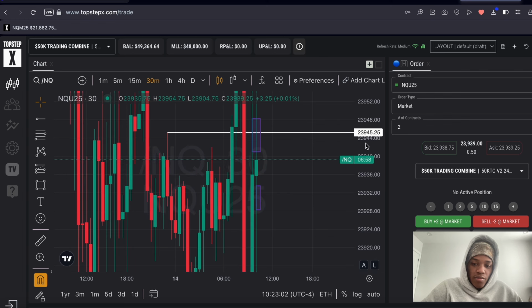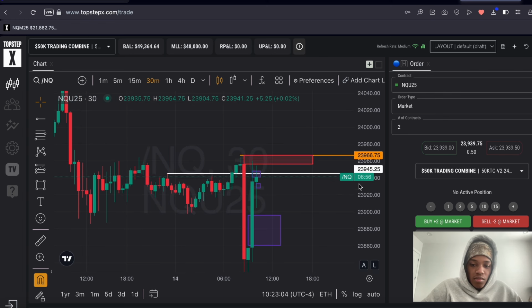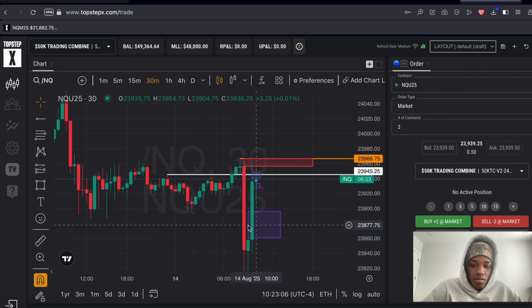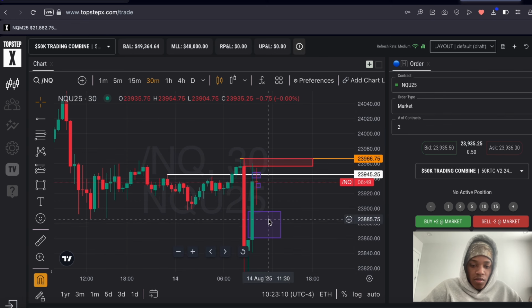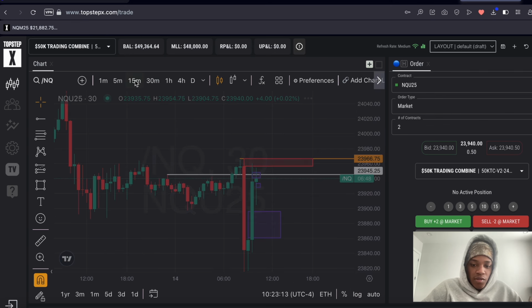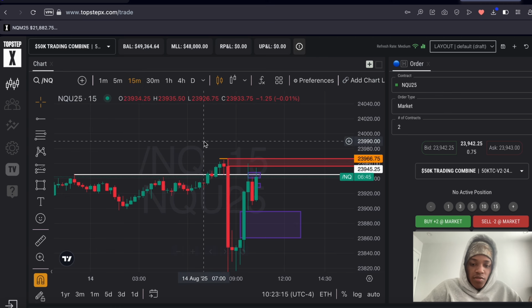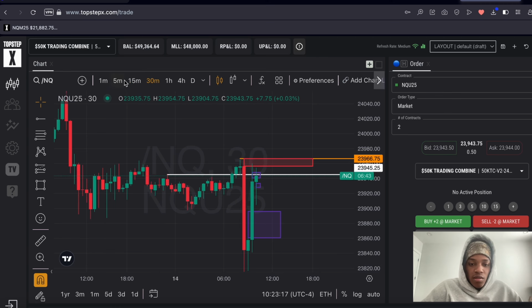Let's go on the higher time frame, see what's going on. So we got a 30-minute fair value gap right here. I think this is the 15-minute one I have marked out. Is that one? Yeah, this is the 15-minute. And then there's a 30-minute that extends all the way up here.